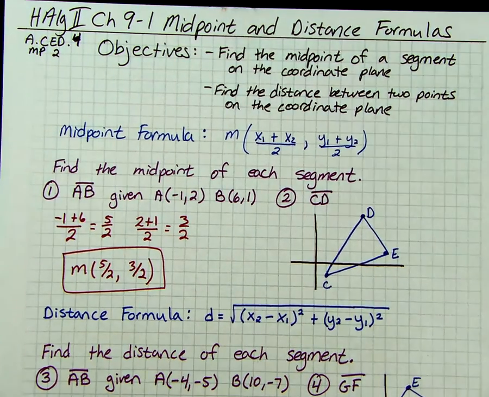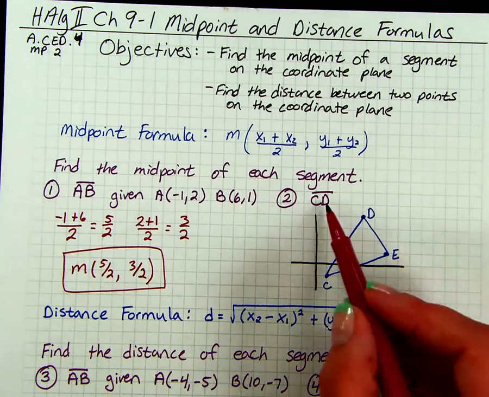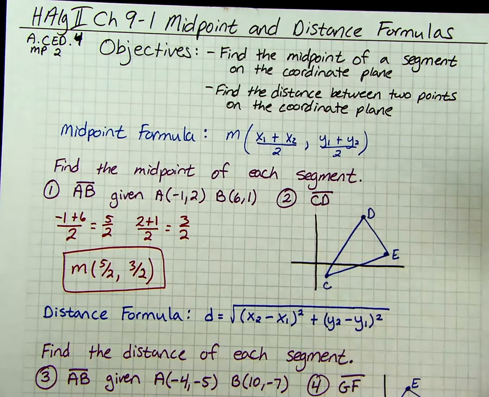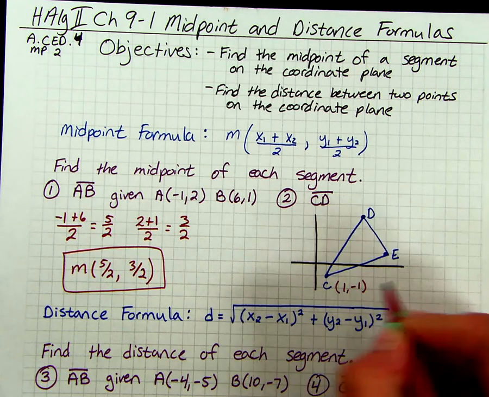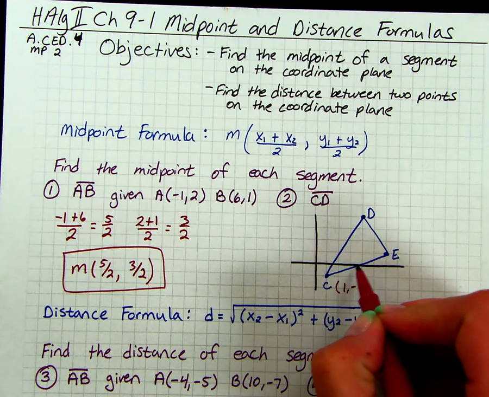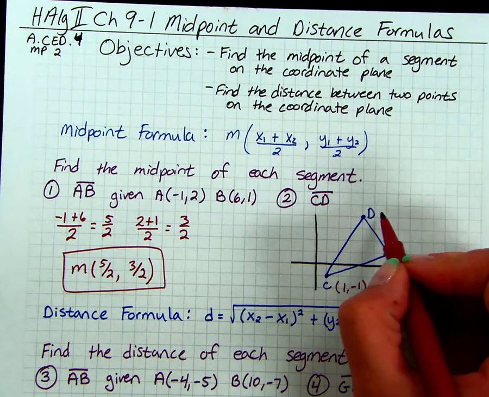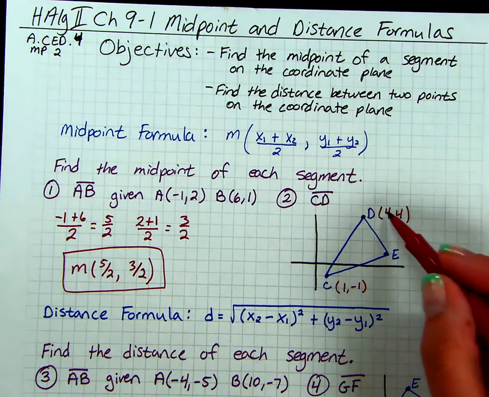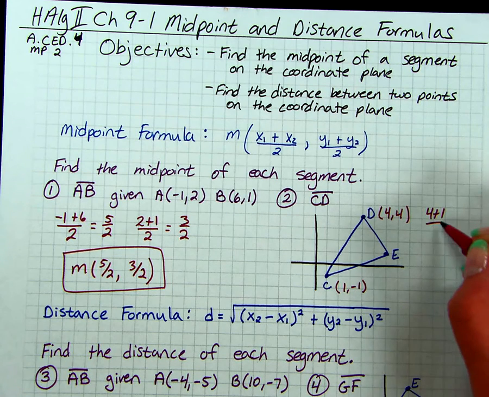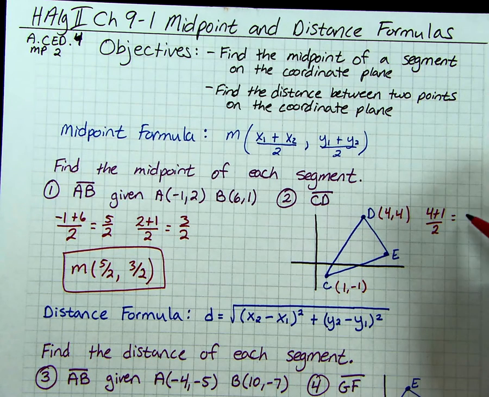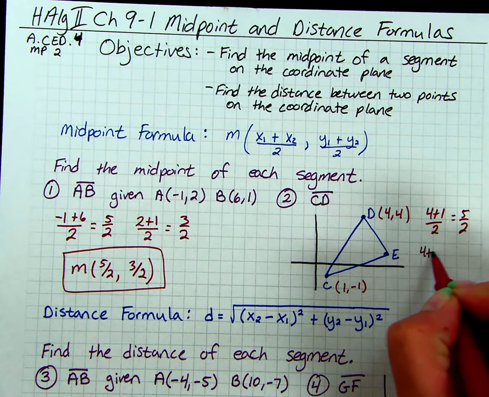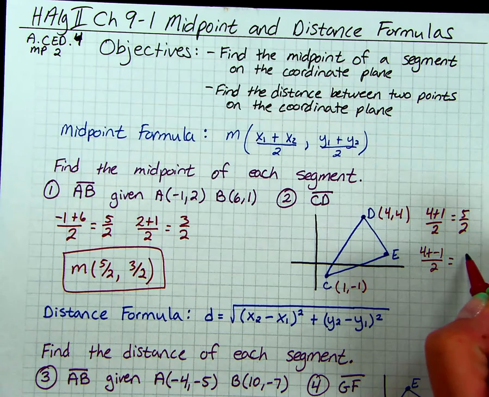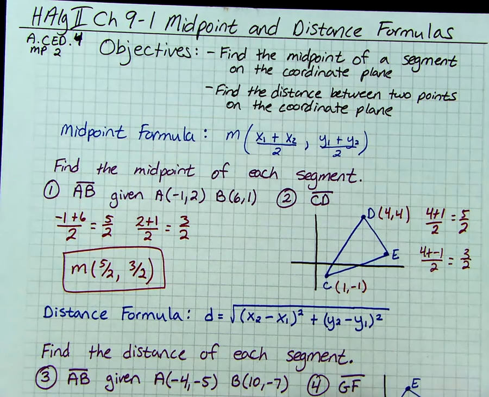If we're given a picture, then we just have to identify the segment. So CD, that's this side right here. Again, we could figure out what those coordinates are. C is at 1, -1. And D is at, see, 1, 2, 3, 4, so 4, 4. Again, we would add our x's together, so 4 plus 1, and then divide it by 2. That gives us 5 halves again. Then if we add the y values, 4 plus -1 and divide that by 2, that will be 3 halves.